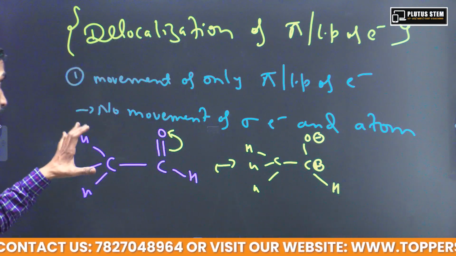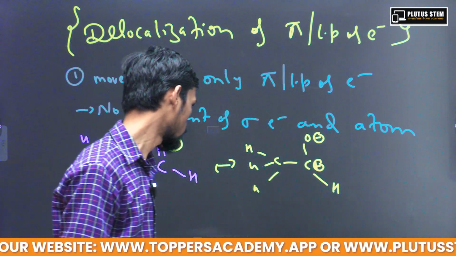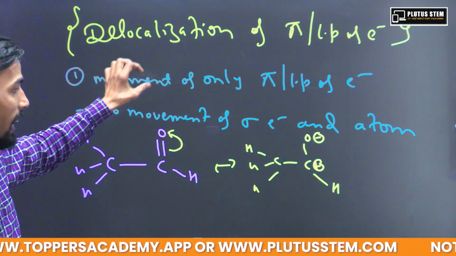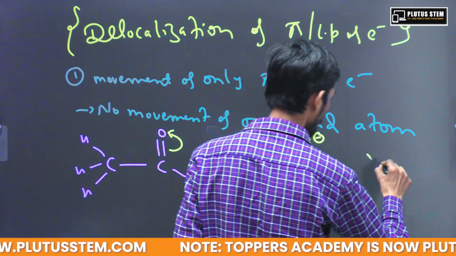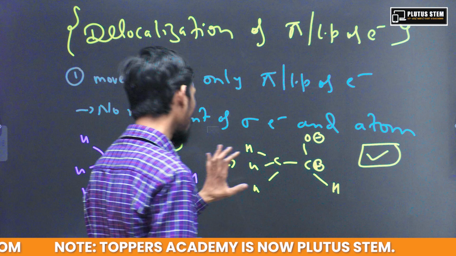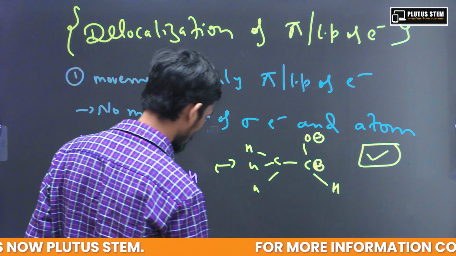So in this case, we can see the movement of only pi electron and lone pair takes place. Over here, the movement of pi electron is taking place. So we can say yes, this is a resonance phenomenon, and these two are resonance structures.